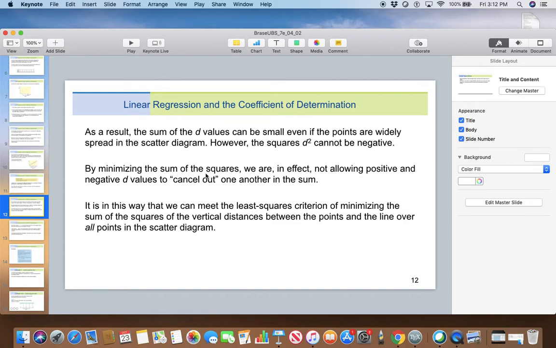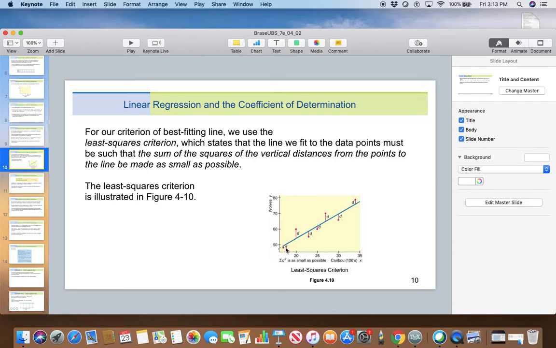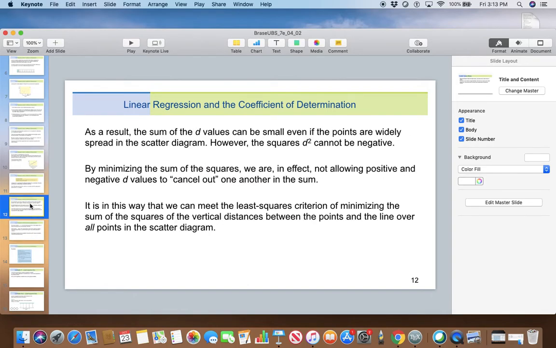So by minimizing the sum of the squares, we are in effect not allowing positive and negative D values to cancel out. It is in this way that we can meet the least squares criterion of minimizing the sum of the squares of the vertical distances between points and the line over all the points in the scatter diagram. So you go through every single point. For every point, take the vertical distance from the line. The sum of those squares of vertical distances must be minimum. Okay, so you're going to do this for all the points.